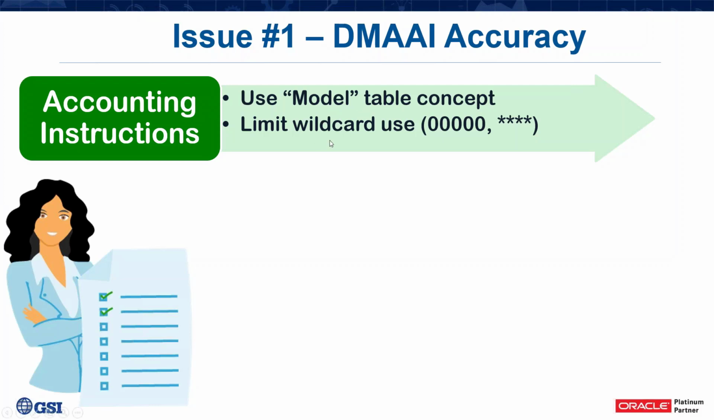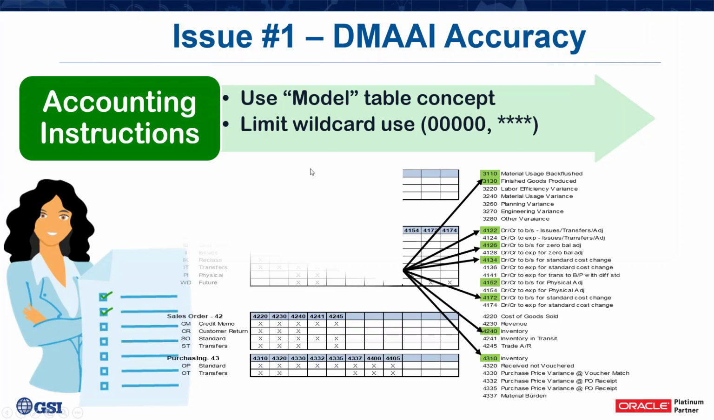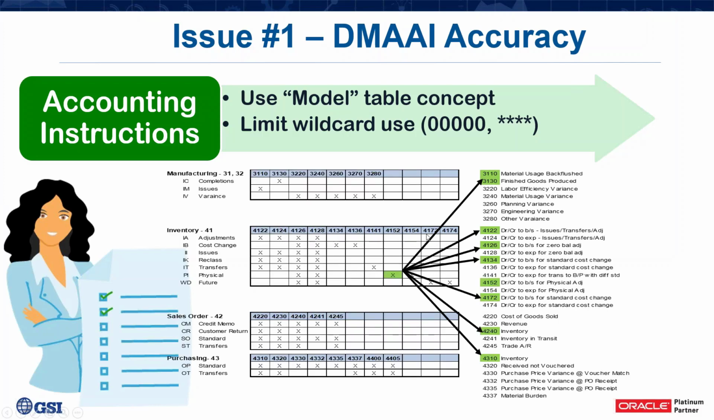So the model concept, what I mean by that is, and forgive me, I know that this graphic is a little busy, but it's done that way on purpose to show you that the DMAAIs are quite complex. So what we've done and what we try to implement when we do these types of exercises is the concept of a model table, which really means we take one of the DMAAIs on the balance sheet side, and the one that we like to use is the cycle count DMAAI, or table 4152 for document type PI, and we go and we vet that one out.